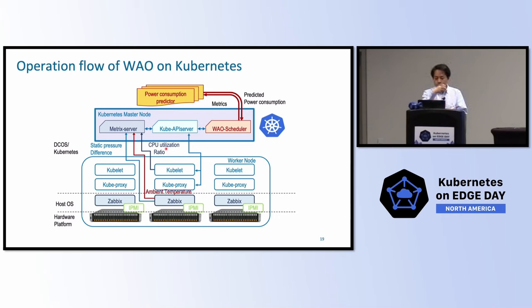We continuously collect this information for machine learning purposes. So the machine learning model can predict how much the power consumption will increase if we assign this pod to that node. The WoW scheduler knows this information and, based on it, dispatches the pod to the node with the minimum power consumption. So in each step, we try to minimize the power consumption for the entire computation environment.